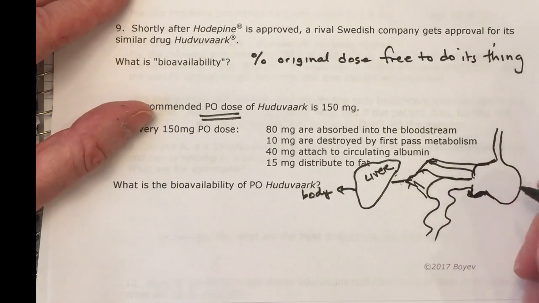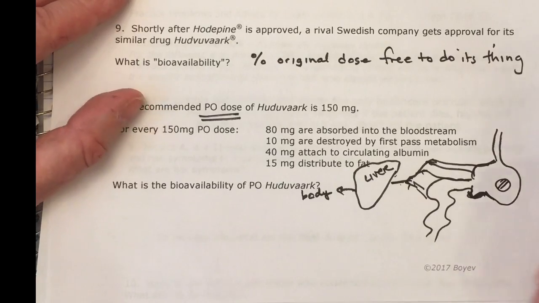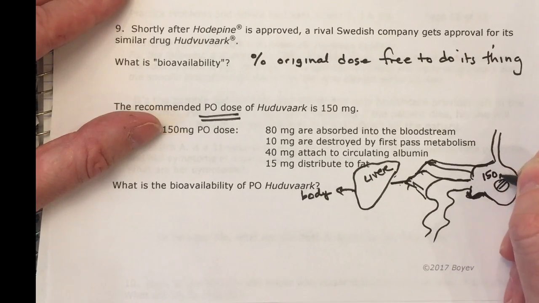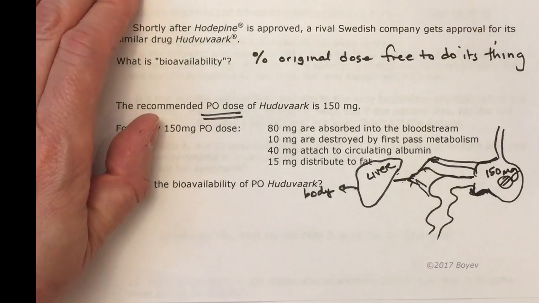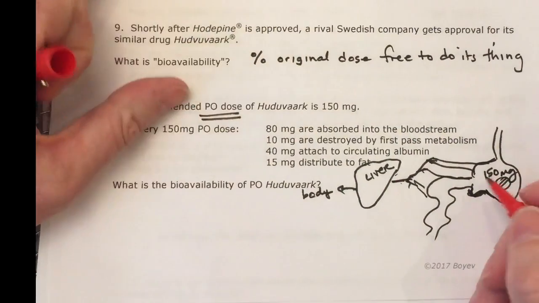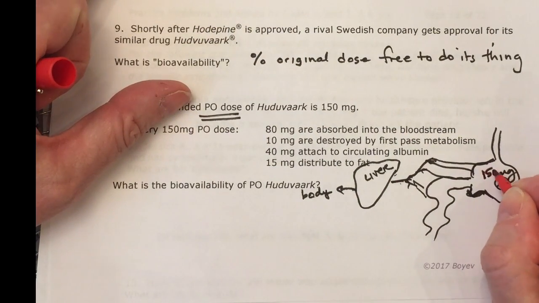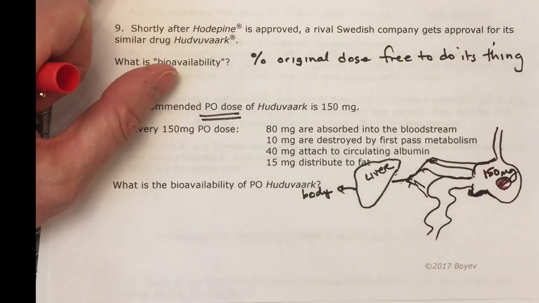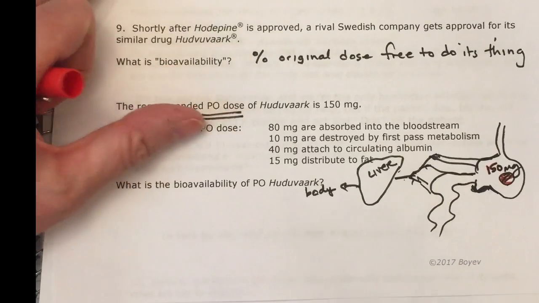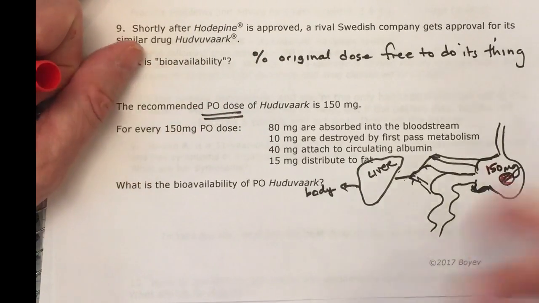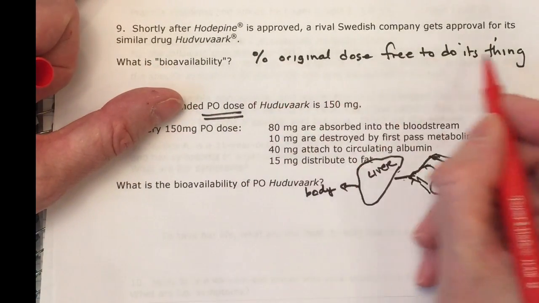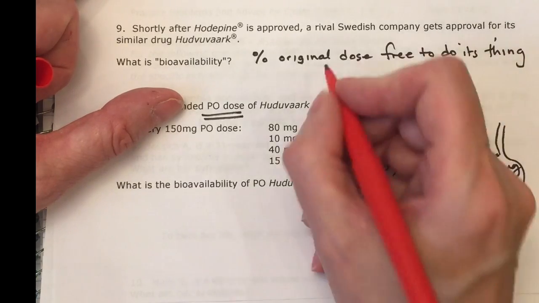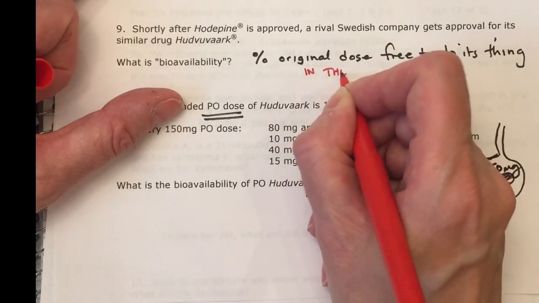All right, so I take a PO dose, here's the little pill, of 150 milligrams. In fact, I'm going to use a different color because my picture's so bad. Okay, so 150 milligrams in this little pill, all right? Okay, so I tell you 80 milligrams of that is absorbed into the bloodstream. And what we want to know is the percent of the original dose that's free in the bloodstream.